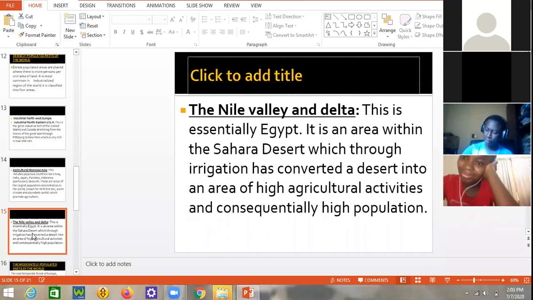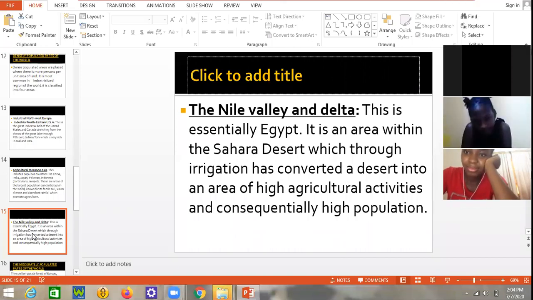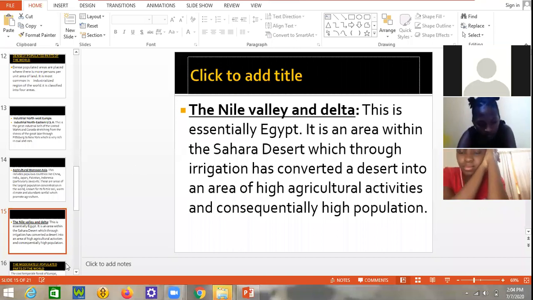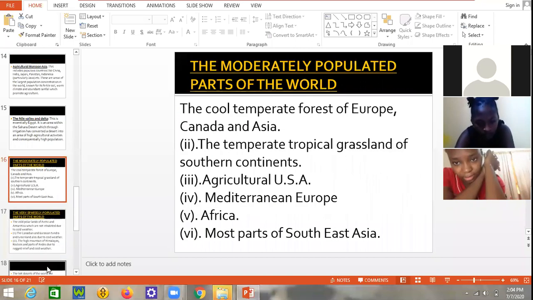So this is essentially in Egypt. It's an area within the Sahara Desert, which through irrigation has been converted from a desert into an area of high agricultural activities. And in return, it has led to a high population because of the high-level agricultural activities they carry out through irrigation. So that is the fourth densely populated area of the world.